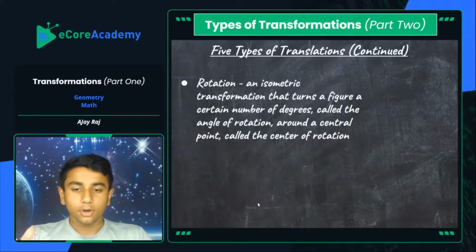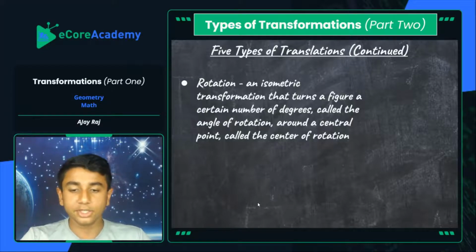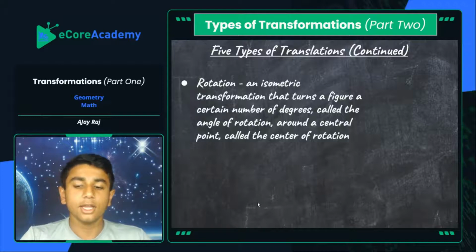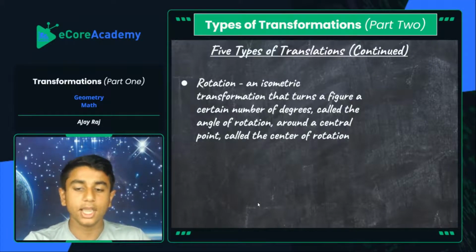Now we're going to move on to our second type of transformation, which is a rotation. A rotation, like a reflection, is an isometric transformation that turns a figure a certain number of degrees. Remember how I recapped last time? A rotation is when an object is rotated around a center point. It's rotated a certain number of degrees, called the angle of rotation, around a central point called the center of rotation.